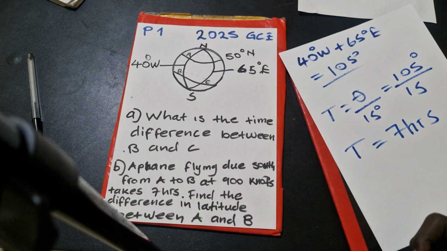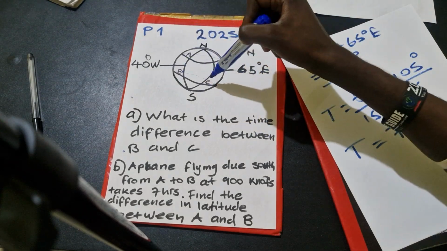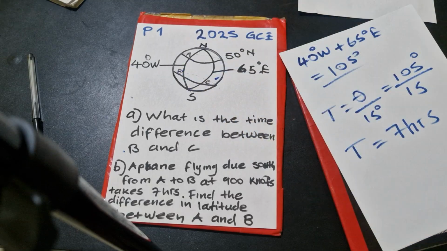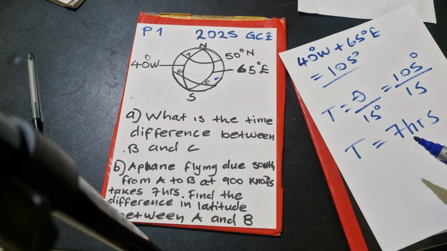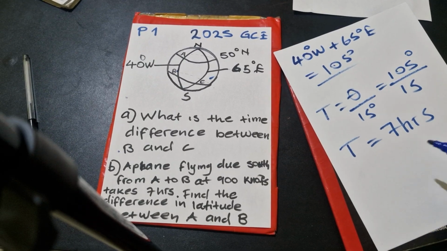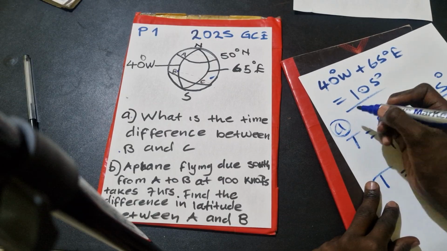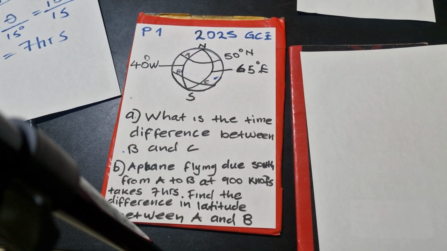So we have found the time difference. The time difference between B and C is 7 hours. So we can now dive into the other question. This is for A, we have found it. Always keep in mind to solve in detail and show step by step. This is a mark. So we go to question B.